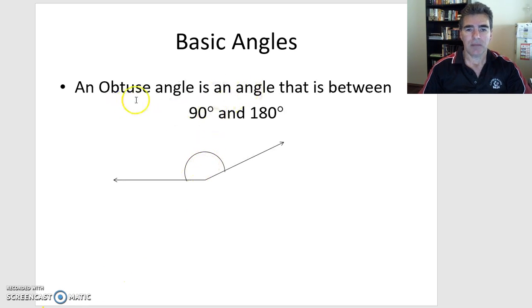Okay, an obtuse angle. This is an angle that's between 90 and 180 degrees. So as you can see, we've turned past 90 degrees. So anywhere between 90 and 180 degrees is an obtuse angle.